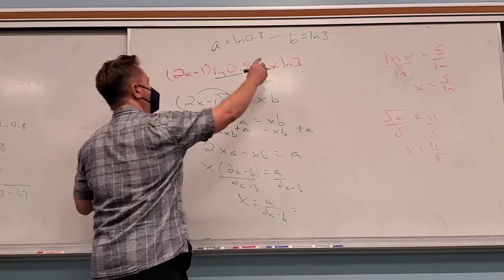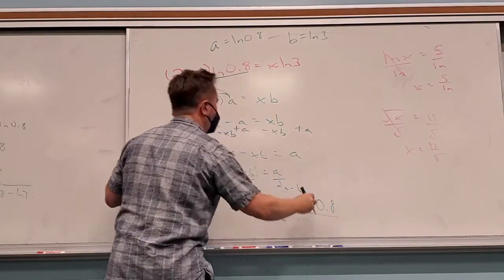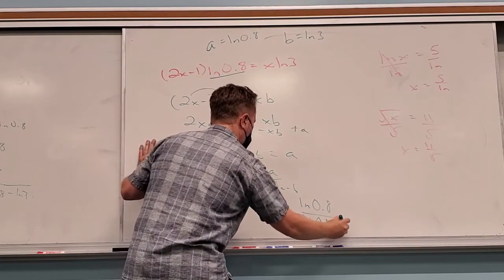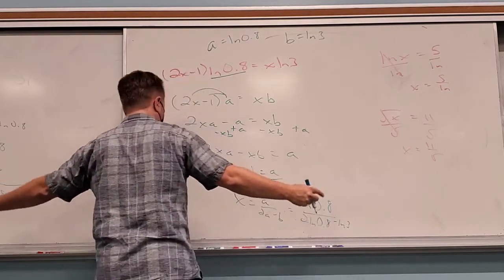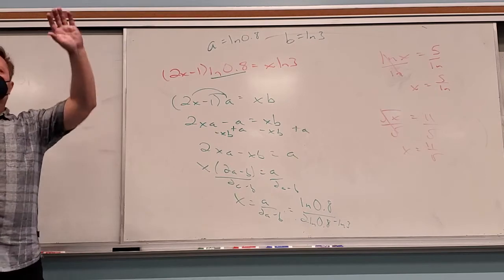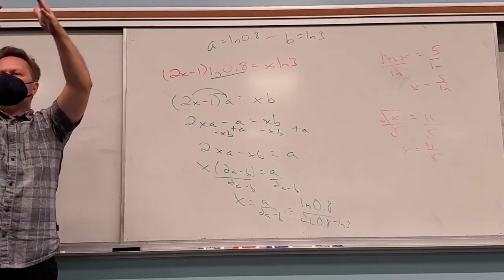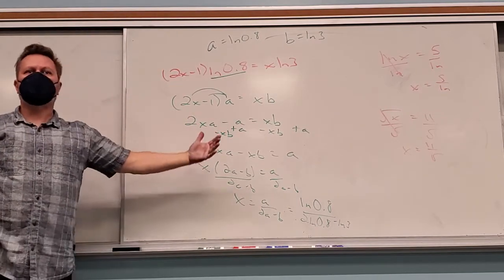But what was a? Natural log of 0.8. And what was b? Natural log of 3. Isn't that the same thing we got earlier, right? Of course it is. So that's a nifty little trick: if I got something gross that I'm going to have to carry, replace it with something less gross, as long as at the end, you put it back, right?